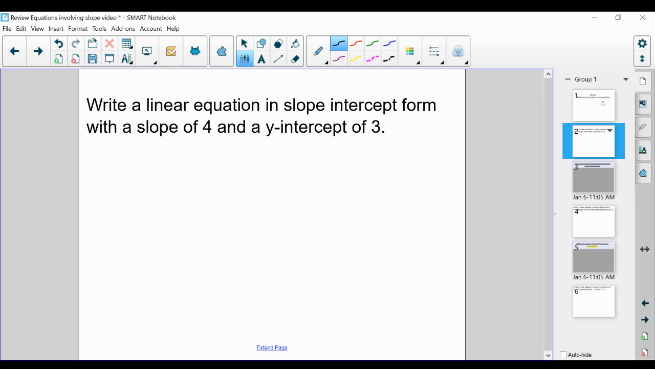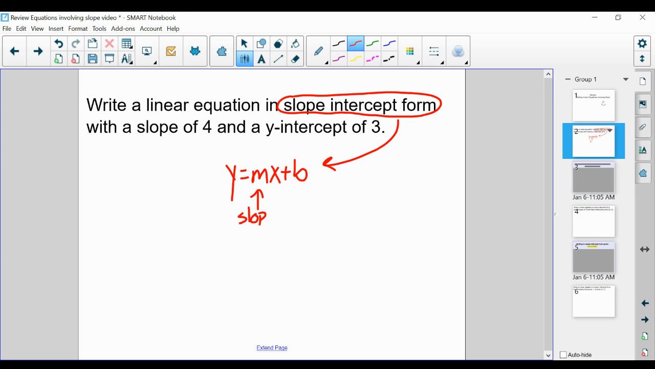Well, let's quickly remember that slope-intercept form, let me write it in red for you, is y equals mx plus b, where m is your slope and b is the y-intercept. Right? Y-intercept is where our line, when on a graph, is going to hit that y-axis.